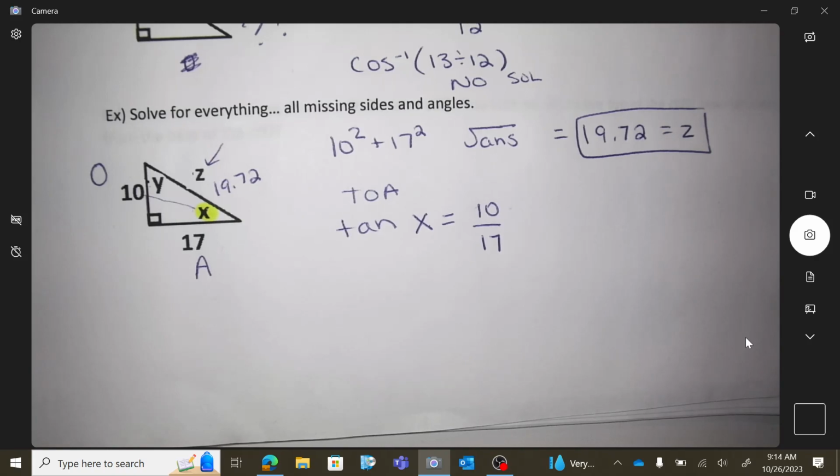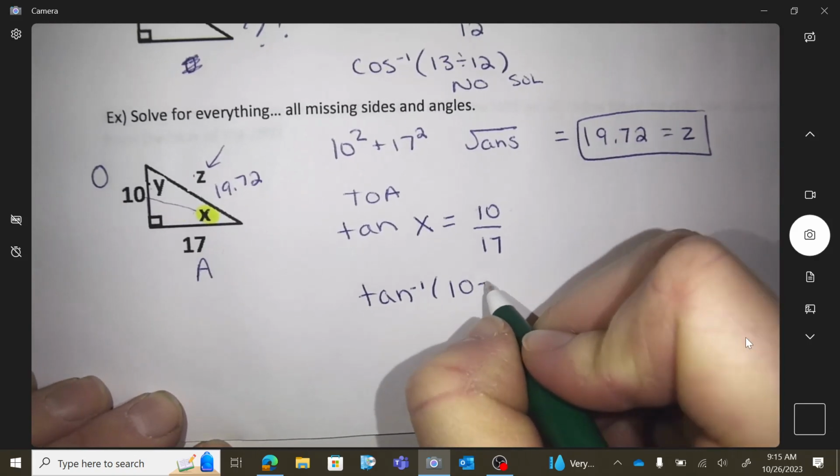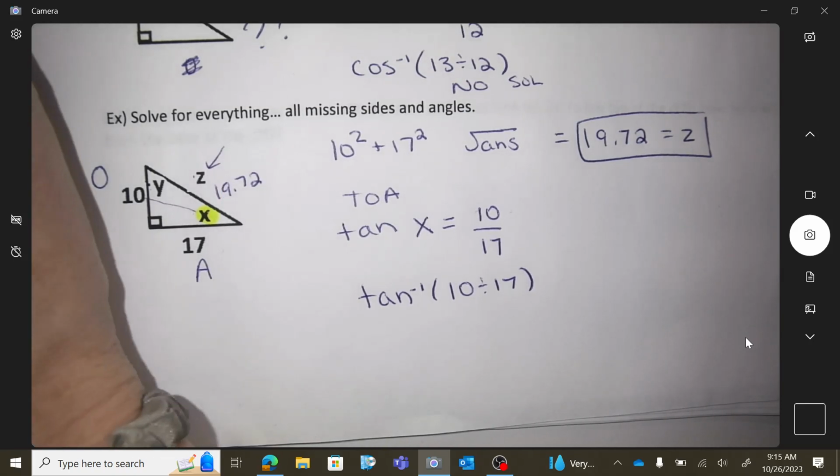And how do you find angles? What's always your button pushing? Inversing. To find an angle, you'll always need to inverse.